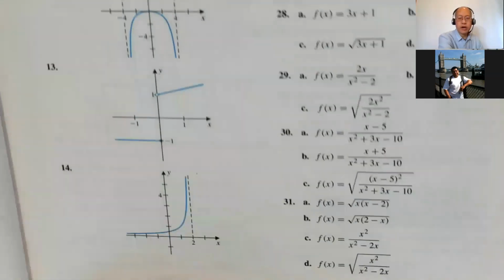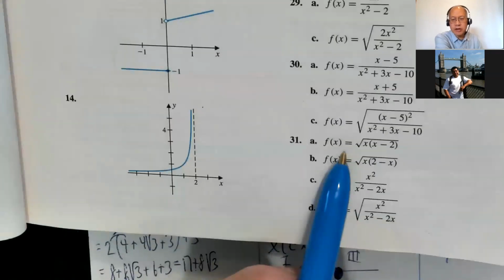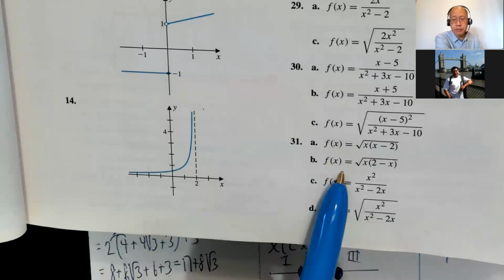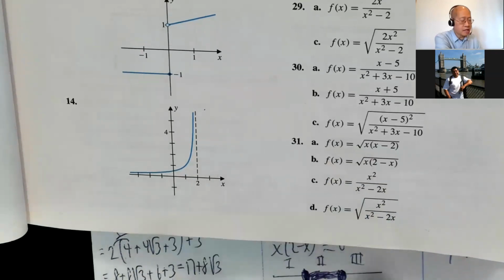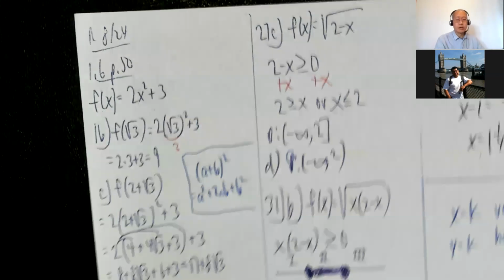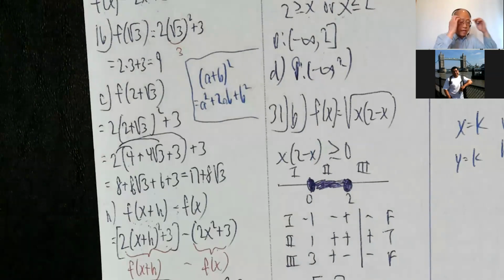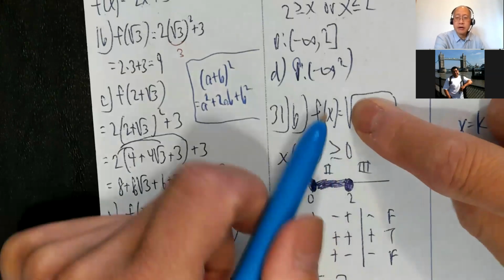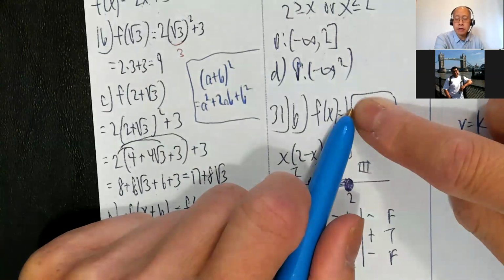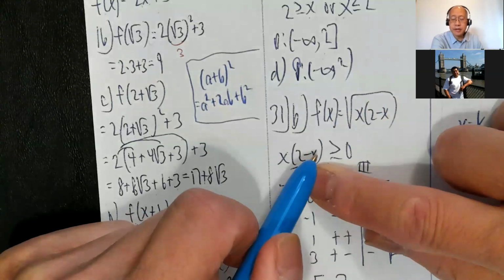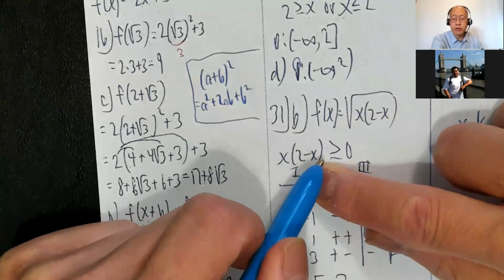And I was going to show you 31B. So all of these are kind of similar. You do have to watch out for the square roots. So I'll do B, square root of x times 2 minus x. The basic idea, again, is still that whatever's underneath the square root has to be greater than or equal to 0. So again, whatever's behind my finger is greater than or equal to 0. Not negative: non-negative, positive or 0.